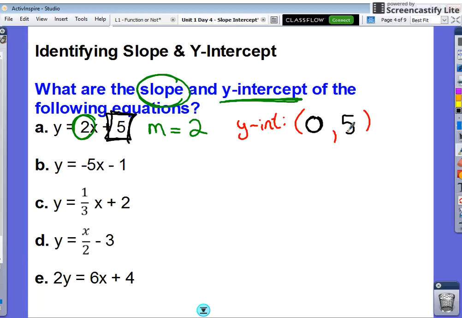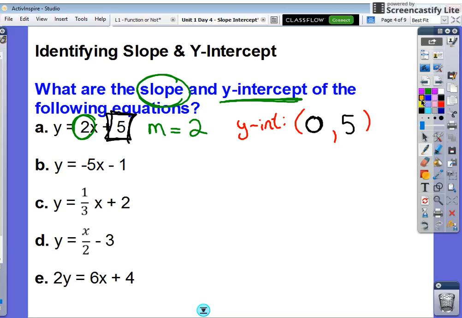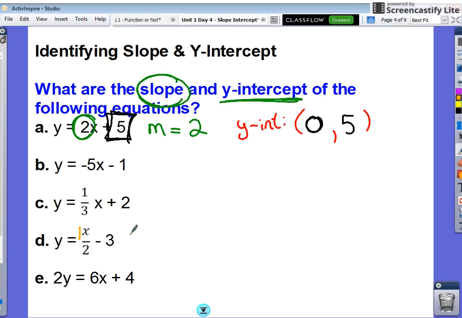Let's look at letter D as in dog. So here, what's my slope? My slope really is this invisible 1 over 2. So my slope here is 1/2. And my y-intercept would be (0, -3), don't forget the negative 3.